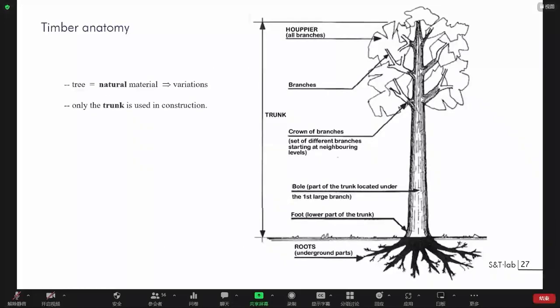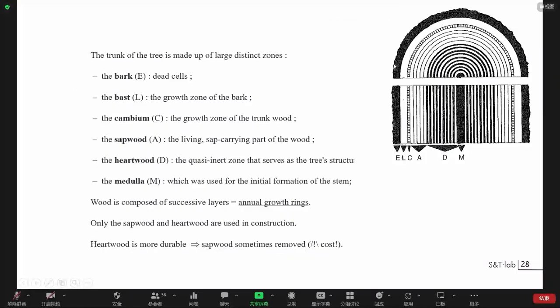So timber is coming from the trunk. That is the only part of the tree that will be used for structure, and the rest won't be used. And if you look more closely at a cut into the timber, you will see that there are several zones appearing. If I start from the beginning, you have the heart of the timber that's called medulla, but then you will have the heartwood, sapwood, and then an interface, a layer that is called the cambium, that is the growth zone of the trunk of the tree.